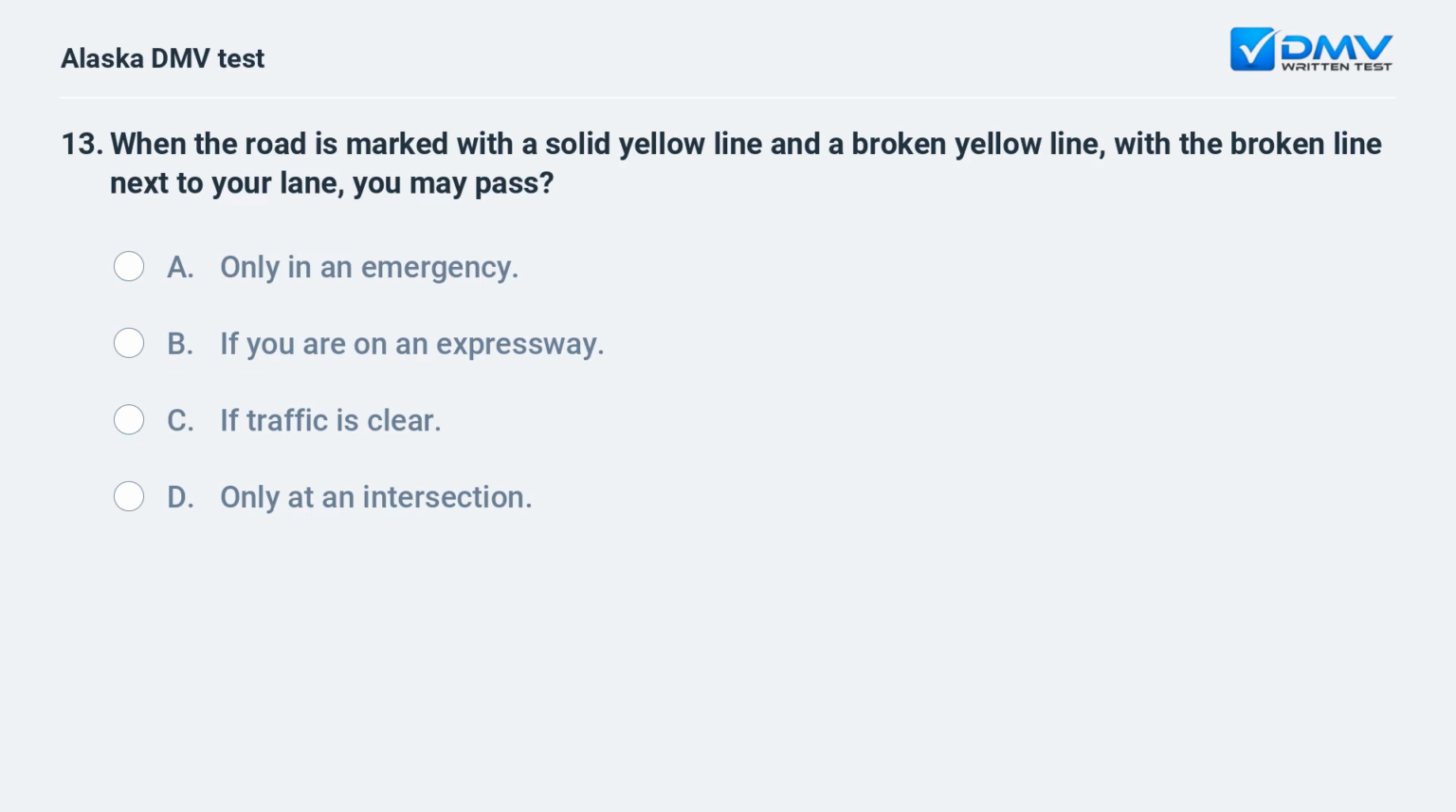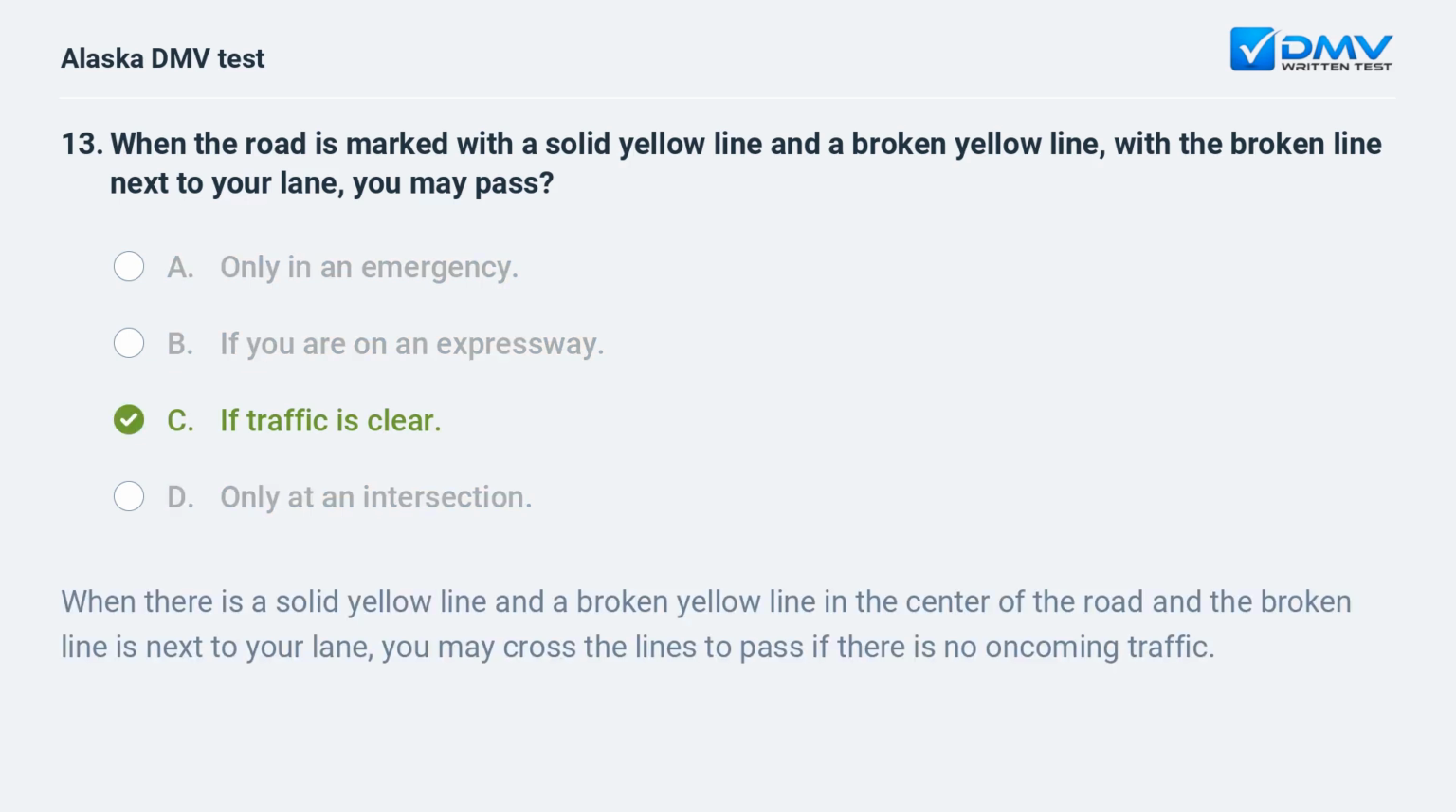C. If traffic is clear. When there is a solid yellow line and a broken yellow line in the center of the road and the broken line is next to your lane, you may cross the lines to pass if there is no oncoming traffic.